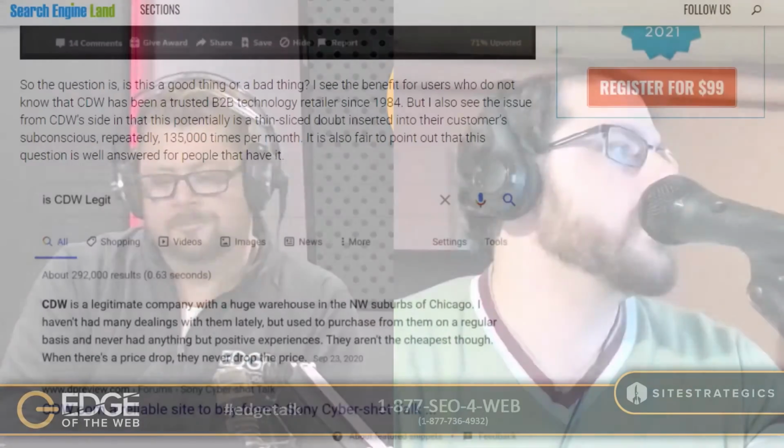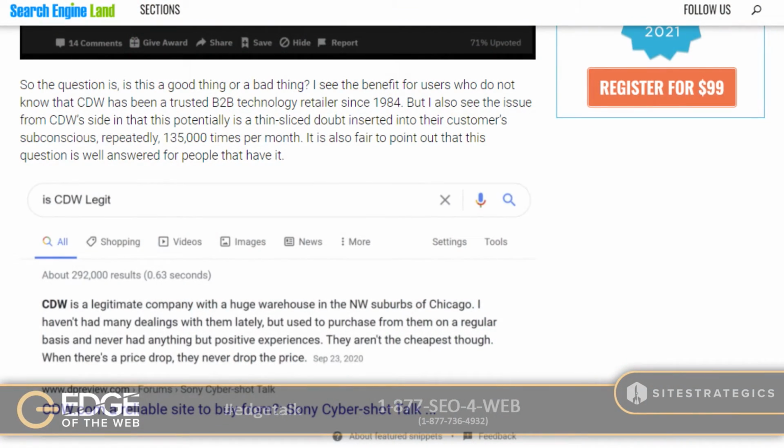By the way, they gave an example with CDW. Let me see if I can find that here. Okay, so they have the people also ask for CDW. Like, what does CDW stand for? Is CDW.com legit? How does CDW make money? Does CDW have retail stores?